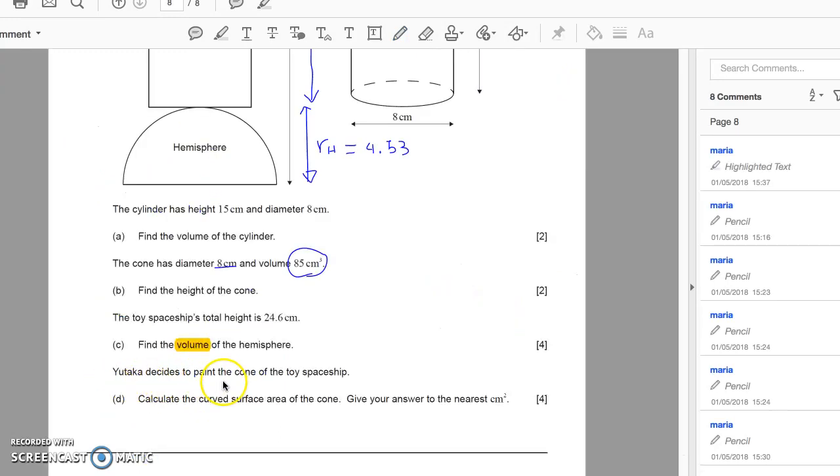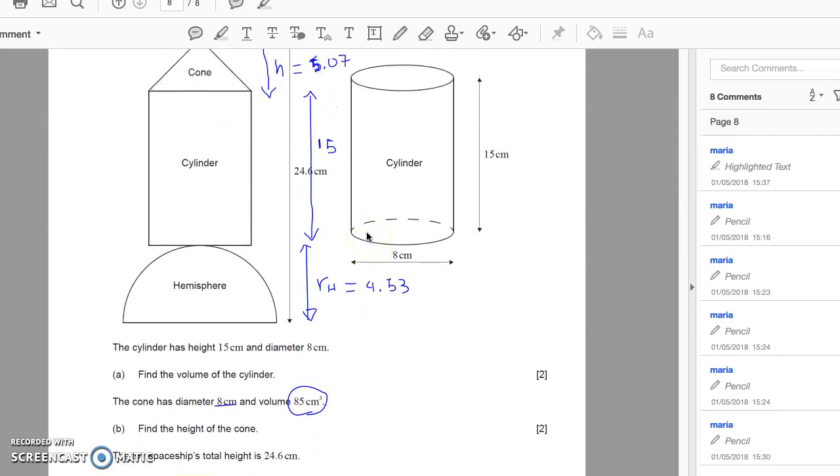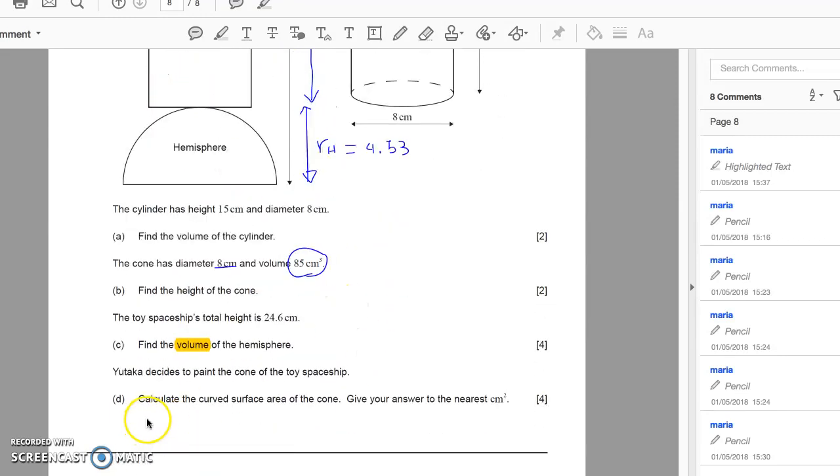Yutaka decides to paint the cone of the toy spaceship. So just the cone. Calculate the curved surface area of the cone and give your answer to the nearest centimeter squared. So one important thing is to be careful, because I don't need 3 significant figures. They are asking me for the nearest centimeter squared.